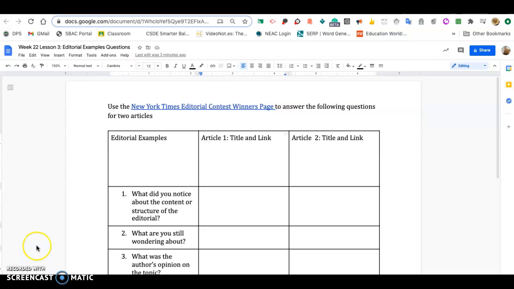Today we're answering some questions about the New York Times editorial contest winners to, again, take a look more closely at the content and structure of editorials. So the first thing that I need to do is put a link for my article here.